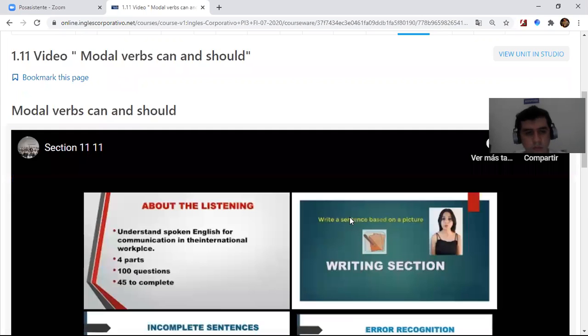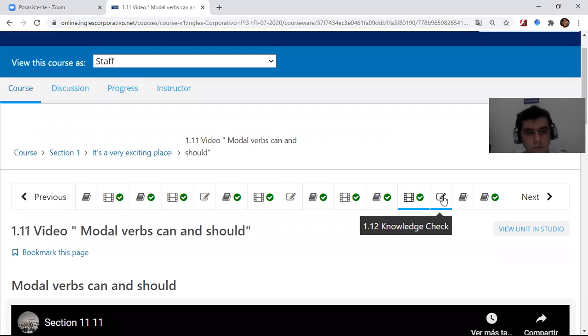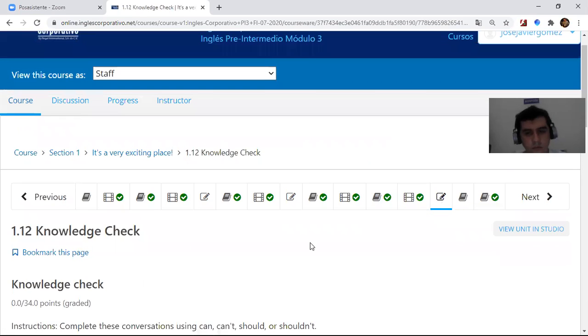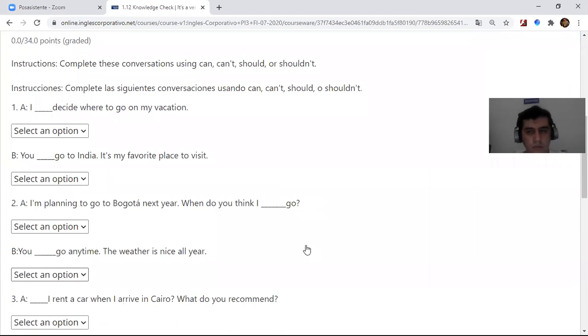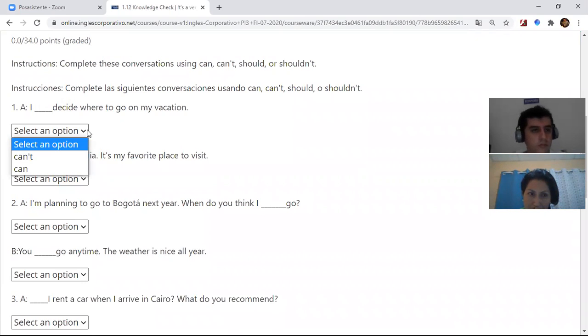Right now, we're going to the knowledge check. That is the laboratory. Okay, let's start. Who's going to help me? Alan Romero. What is your option here, Alan? Can or can't?